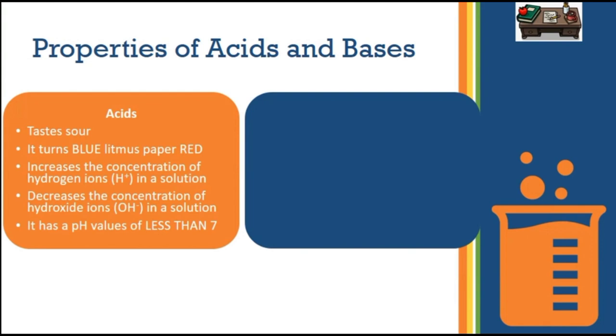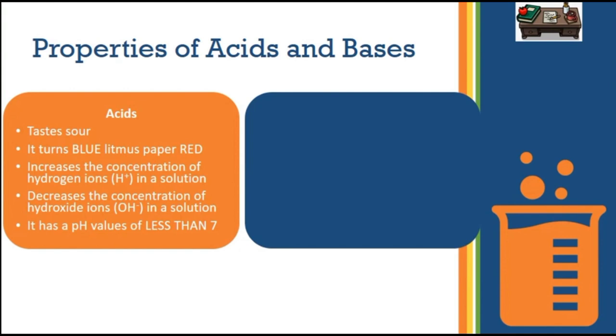Firstly, acids have a sour taste. Acids turn blue litmus red, that's litmus paper, by the way, and acids increase the concentration of the hydrogen ion. Do you notice that? The H plus ion is known as the hydrogen ion in a solution. And they decrease the concentration of the hydroxide ion. Chemical formula for the hydroxide ions is the OH minus ions in solution.